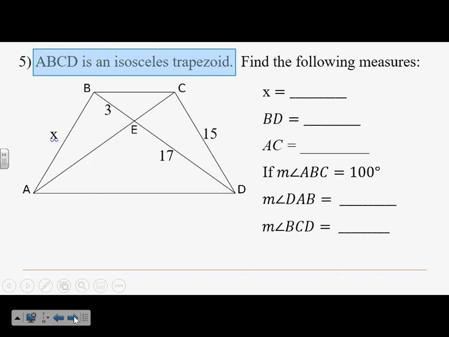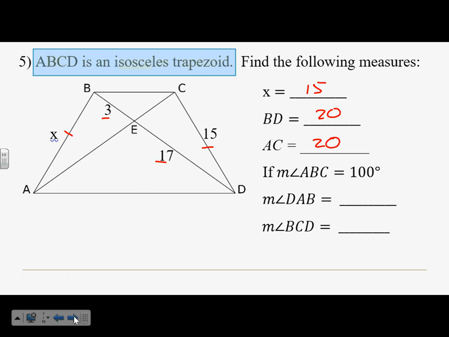So this one we have a lot of information to find, but they do tell us it's an isosceles trapezoid, so that means 15 and X are congruent. So that one should be an easy one. BD, so this one's 3 and this is 17, so BD, the whole thing is 20, and that's got to be congruent to AC, which is also 20, because again, in an isosceles trapezoid, the diagonals are congruent.